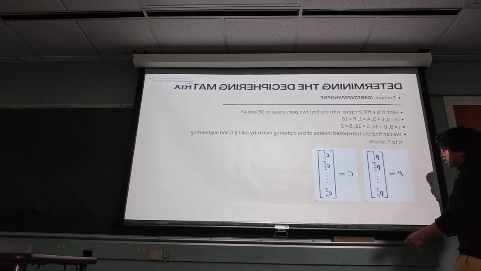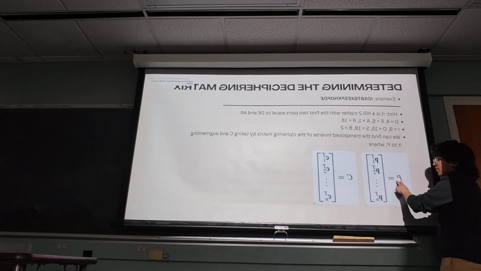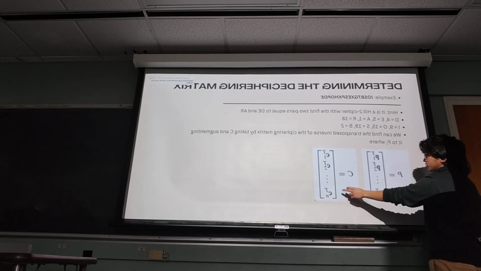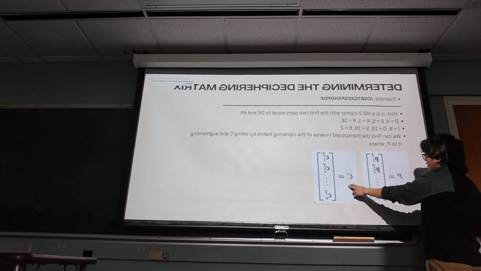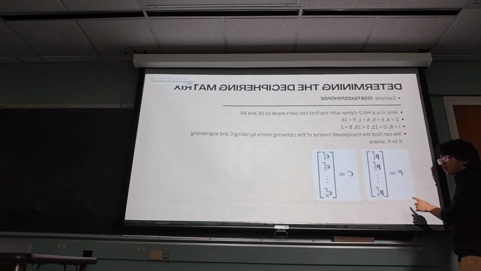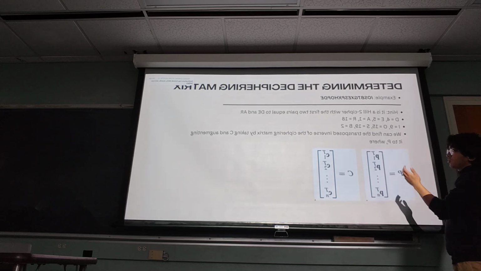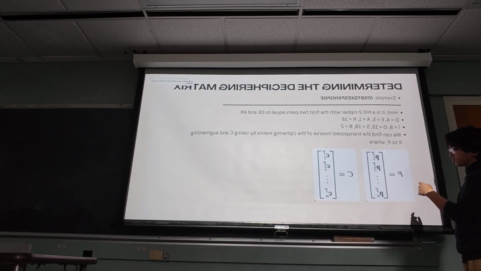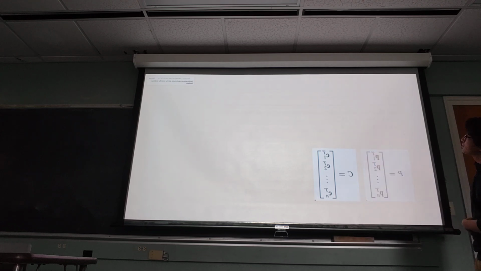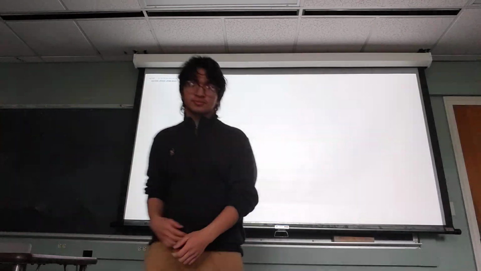And then basically we would augment C to P, and then the row operations that we do onto C to convert it to the identity, we do onto P. That will give us the inverse of the transpose of the cipher matrix A. Then after that, we can just take the transpose of that matrix and we'll get the inverse matrix A.